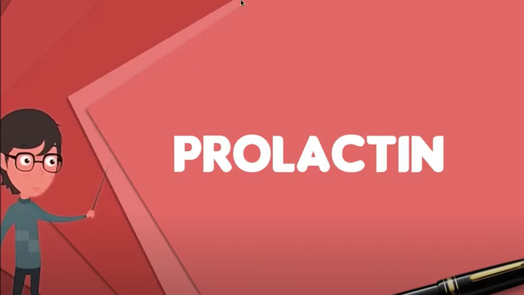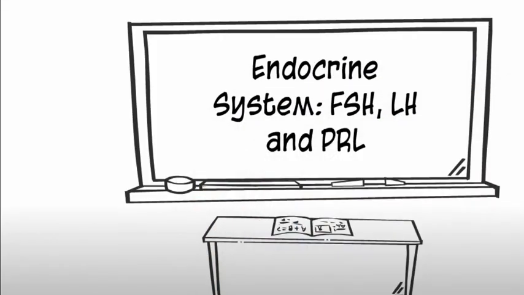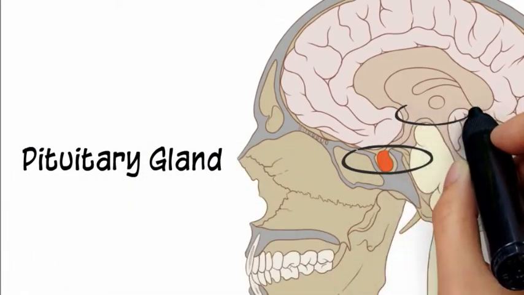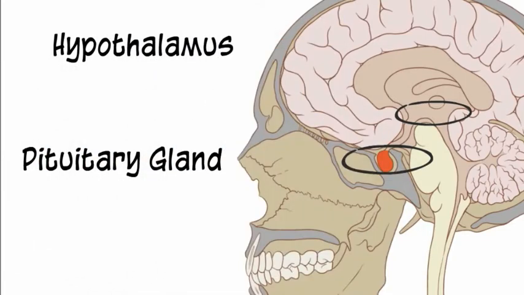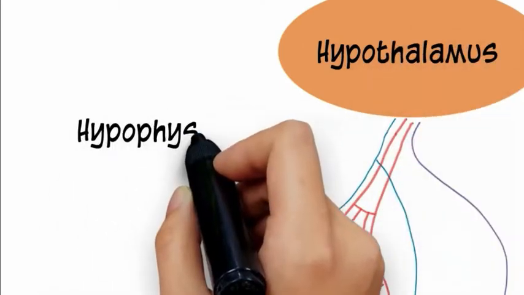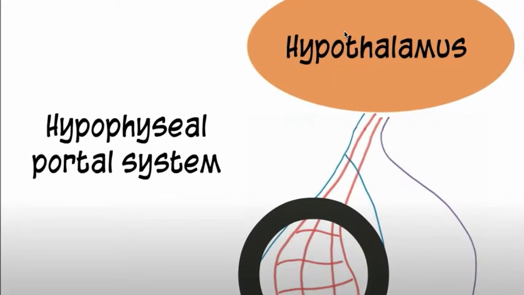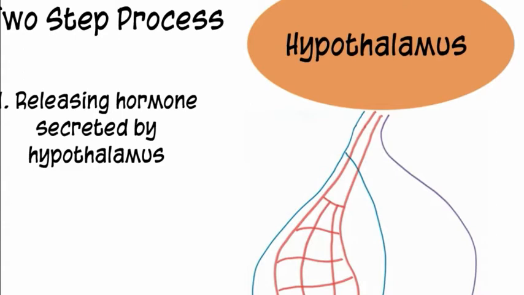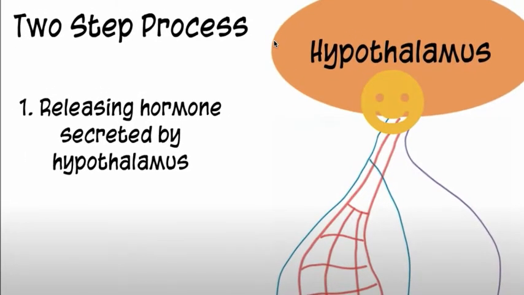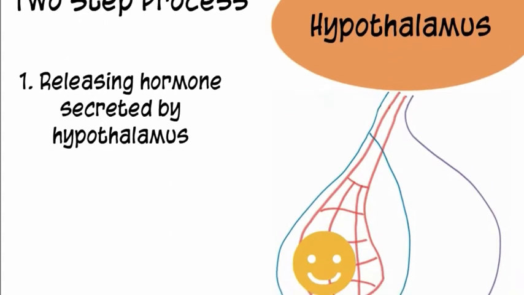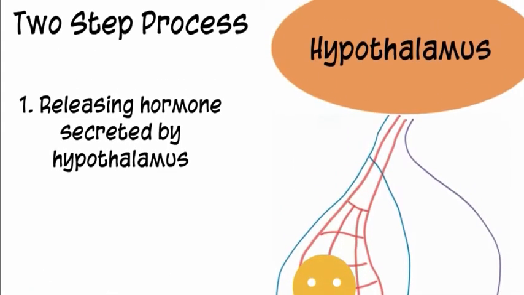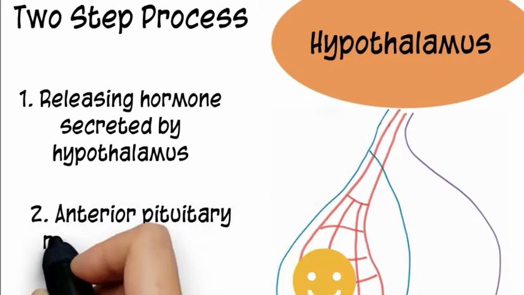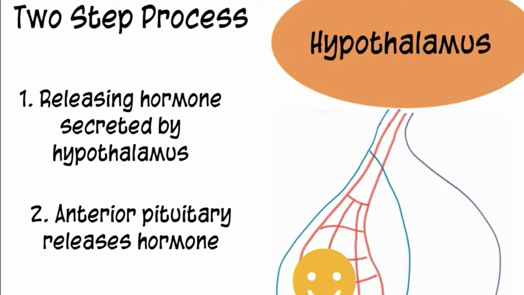On video: follicle-stimulating hormone, luteinizing hormone, and prolactin. These hormones are secreted by the pituitary gland, which is located just under the brain in the sphenoid bone. The anterior portion of the pituitary gland contains a vascular network called the hypophyseal portal system. There is a two-step process for releasing anterior pituitary hormones. First, a releasing hormone is secreted by the hypothalamus. The releasing hormone travels to the anterior pituitary through the blood vessel system. Next, an anterior pituitary hormone is secreted in response to the releasing hormone.